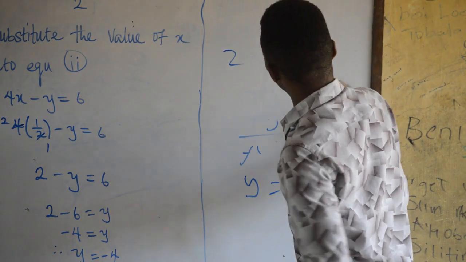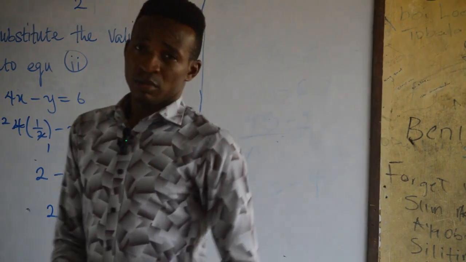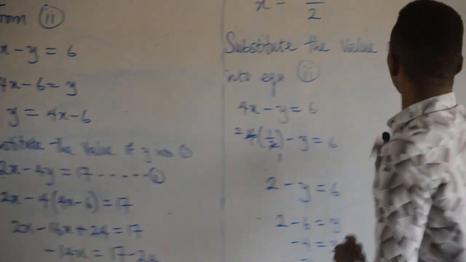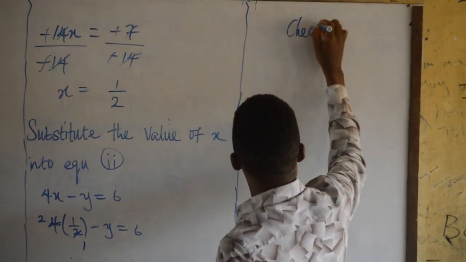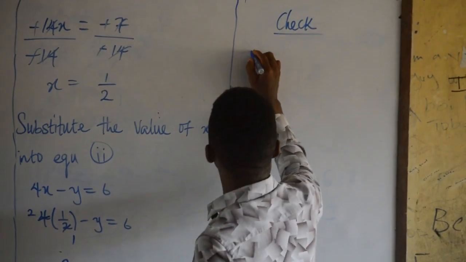So we've gotten the answer for both x and y. Literally, if you leave your answer there, you are still correct. But as far as I'm concerned, let's check. So when you're checking, use any of the equations. Let's use equation 1 now.